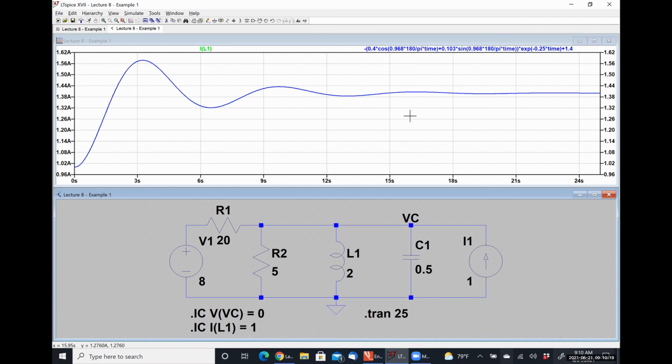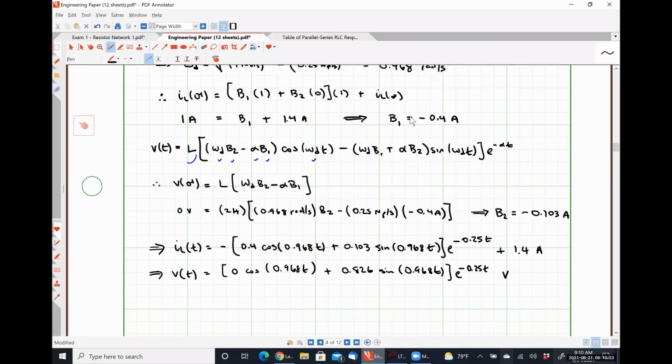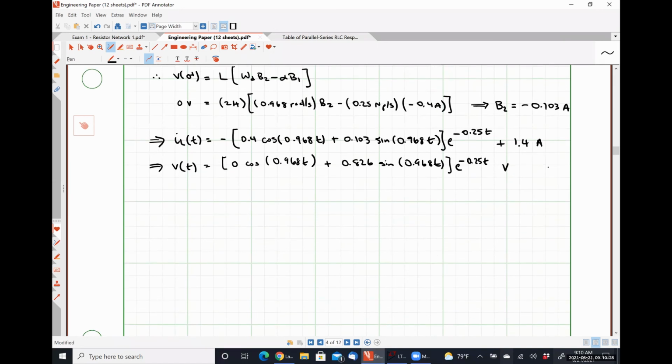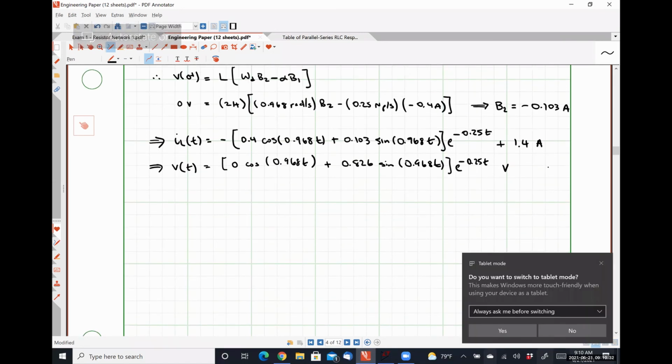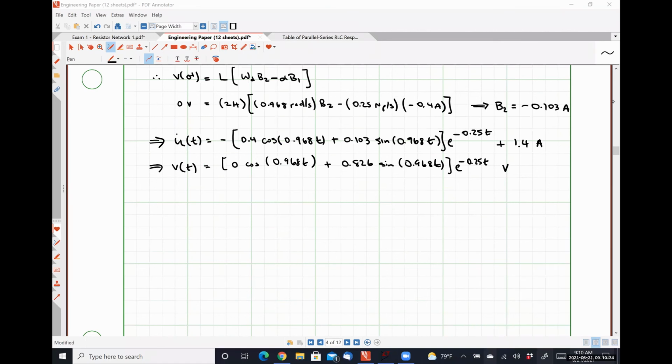So let's revisit our problem just real quick. I don't have much time, so I'm not going to go through anything in particular, but if we were interested in finding the capacitor current from here, any thoughts on what we could do?